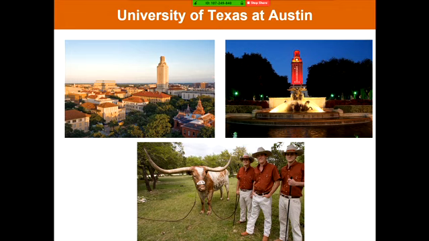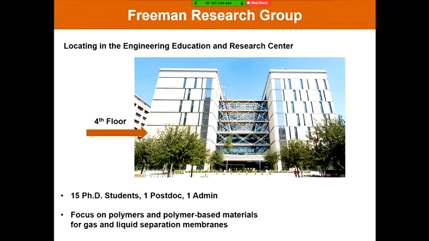And you wouldn't come to Texas unless you found a cow somewhere. And so the reason there's a cow on my first slide is that our mascot is the Texas Longhorn, and his name is Bevo. And so you'll find Bevo at all of our sporting events, and it's part of the informal logo of the institution. Our research group is focused on polymers and polymer-based materials for gas and liquid separations.